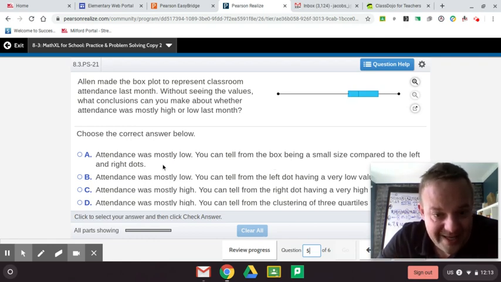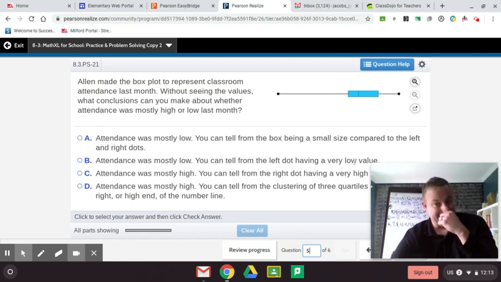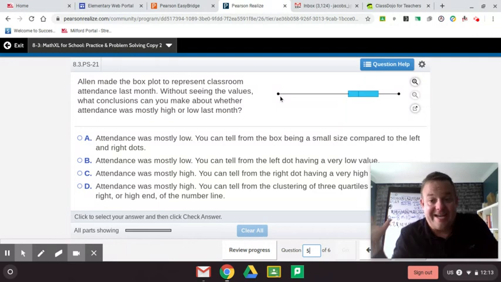Now, the attendance was mostly low. Now, it might appear that it's mostly low, but this is only 25% of the data, so that is incorrect. The attendance was mostly low. You can tell from the left dot having a very low value. No, that doesn't mean it was mostly low. It just means that one person made the variability wider. It could be an outlier, guys.